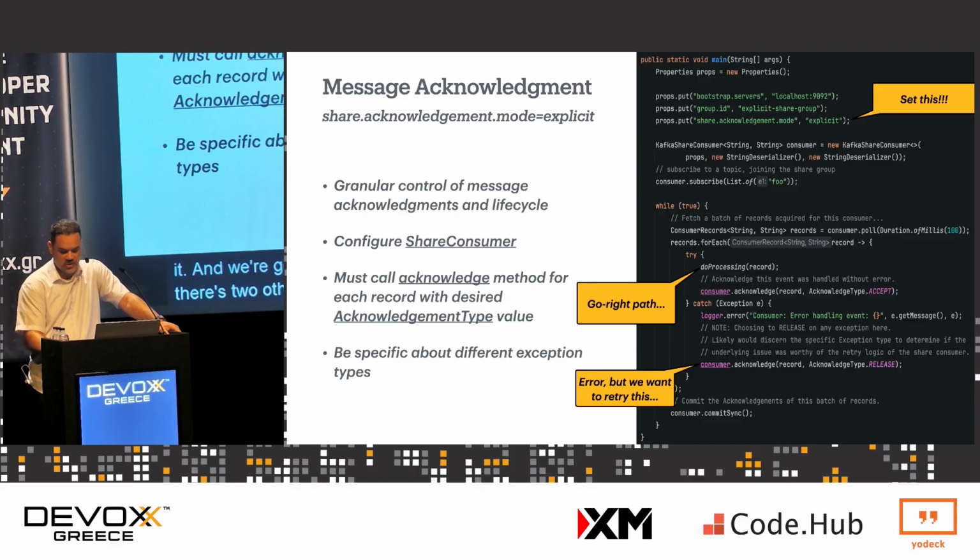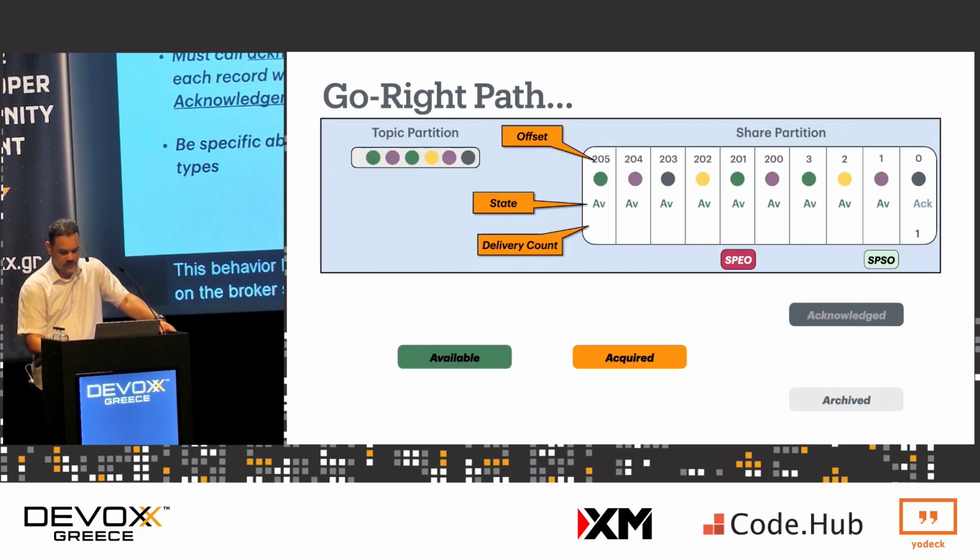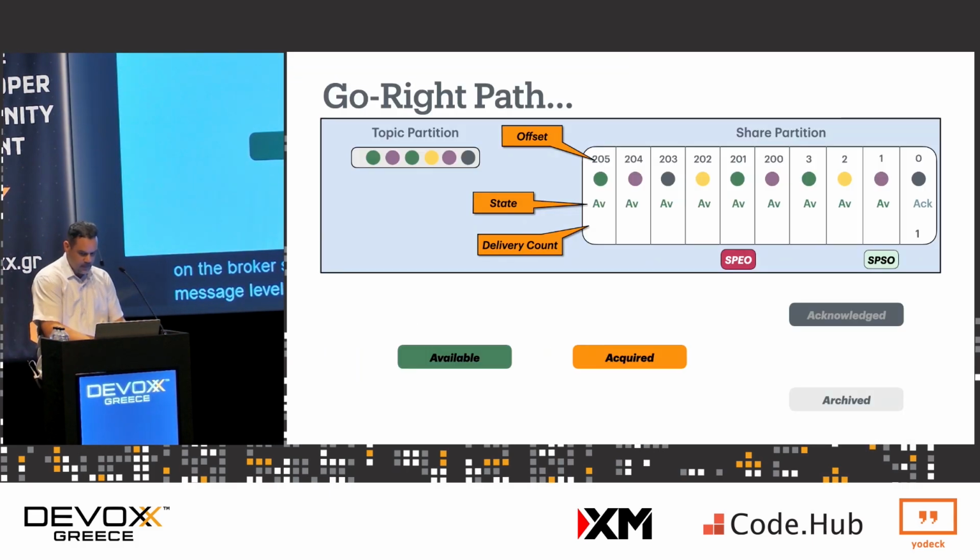But again, all exceptions aren't created equally. This behavior here when we call this acknowledge method drives a state machine on the broker side within the share partition as to what the acknowledgement at the message level really means. So let's dig into that. This is kind of what a share partition looks like on your broker.